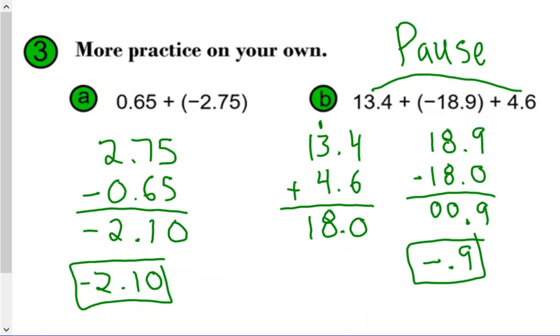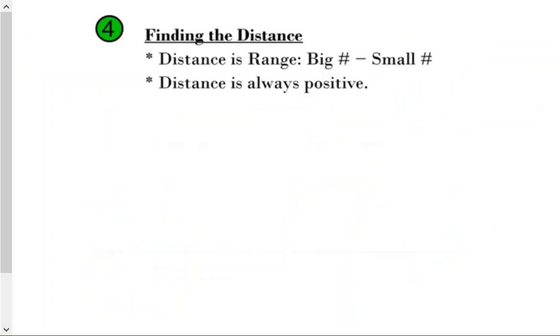Alrighty, let's look at a couple more examples here. So now we're going to shift to looking at distance, the distance between numbers, which is also called the range. So go ahead and pause now and get these notes down in your notebook. Finding the distance. Distance is range, or it's the bigger number minus the smaller number, and it's always positive. And so I would like you just to watch as I go through an example here.